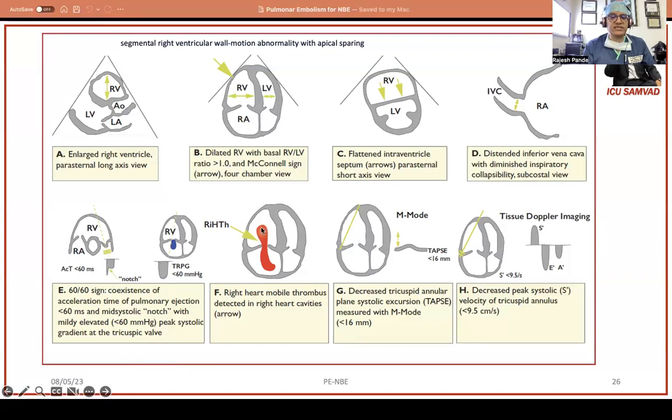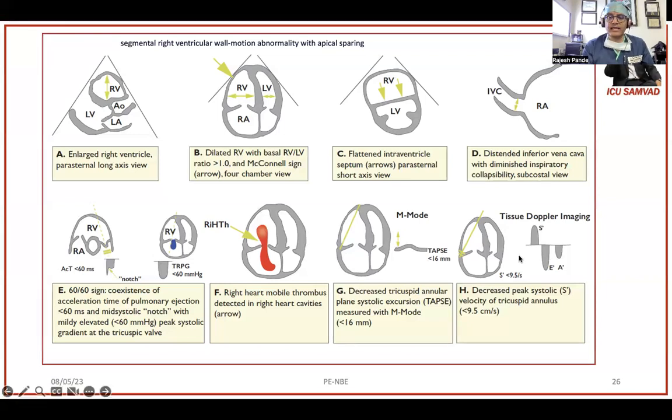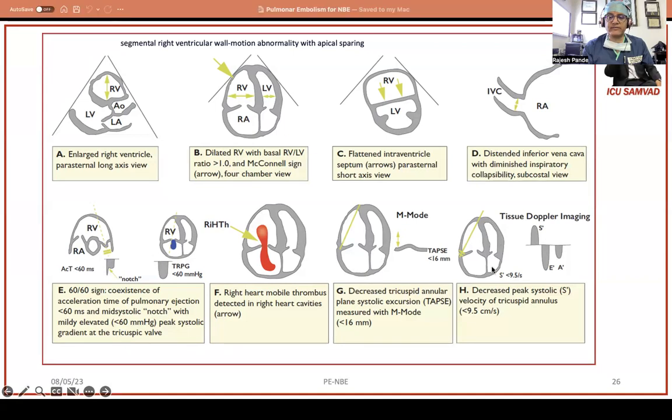Another thing that you can see is the RV embolus. Here you can see this. A mobile thrombus can be seen between the RA and RV, as you can see. And then you can measure the TAPSE. TAPSE we know is normal if more than 1.7, but here you find that it will be less than 16 millimeters, or 1.6. And if you are doing Doppler in the same view, you will find that the peak systolic velocity of the tricuspid annulus is decreased, less than 9.5.